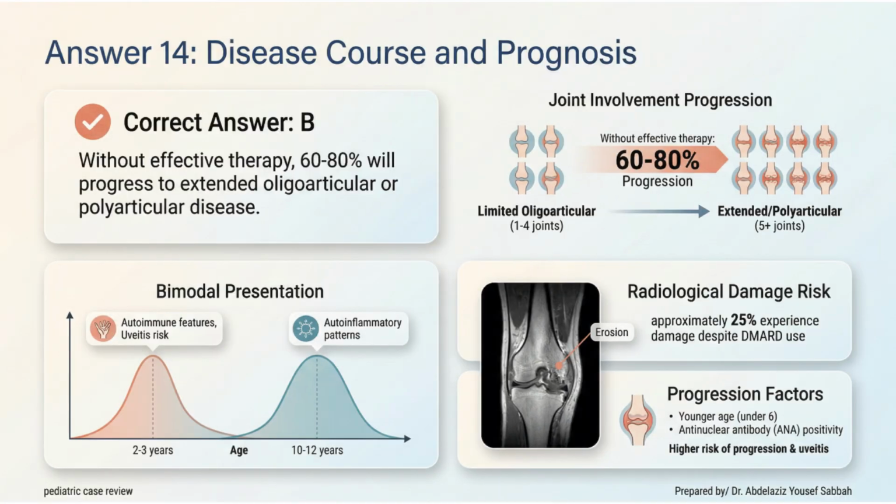The correct answer is option B. Without effective therapy, 60 to 80% of children will progress from limited oligoarticular disease involving 1 to 4 joints to extended or polyarticular disease involving 5 or more joints. The disease has a bimodal presentation pattern with a peak at 2 to 3 years showing autoimmune features and uveitis risk, and another peak at 10 to 12 years showing autoinflammatory patterns. Approximately 25% of patients experience radiological damage despite disease-modifying antirheumatic drug use.